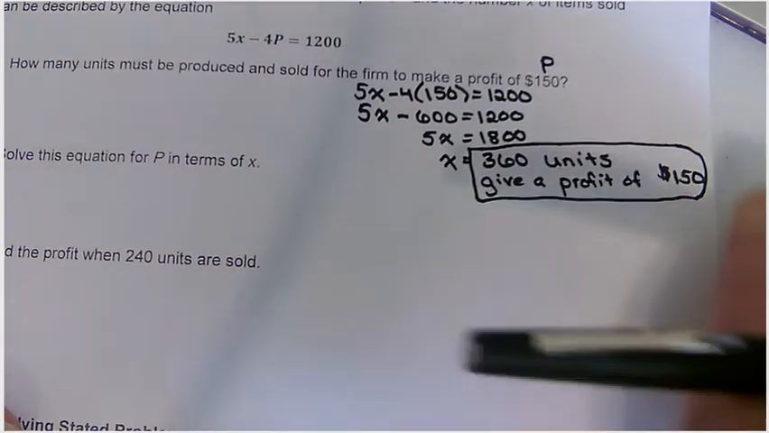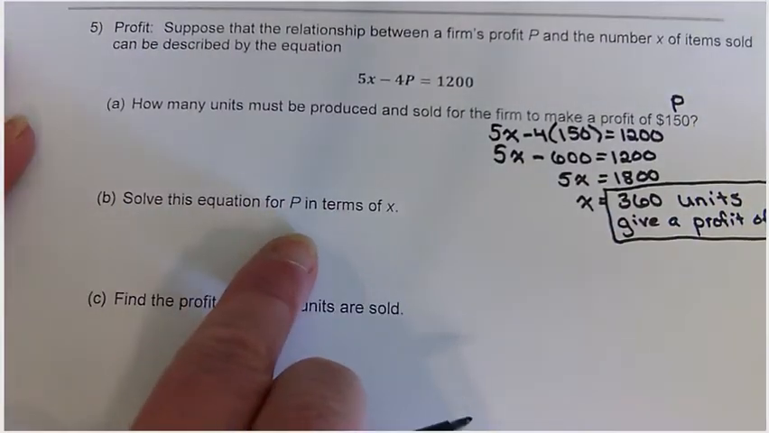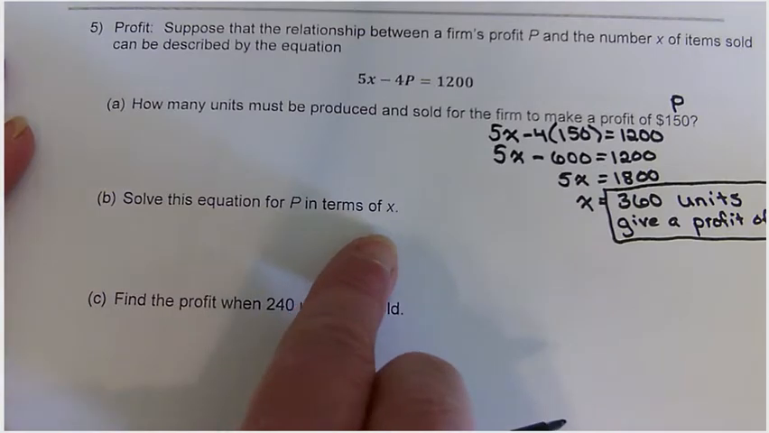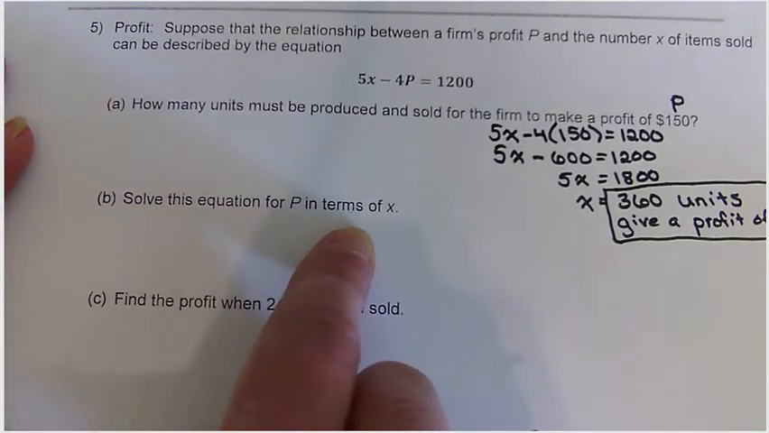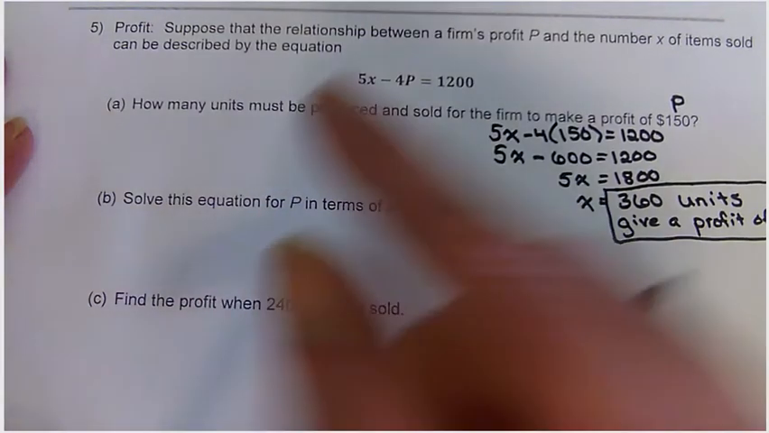Okay. Solve this equation for P in terms of X. So it says for P in terms of X, that means we want to get P by itself.